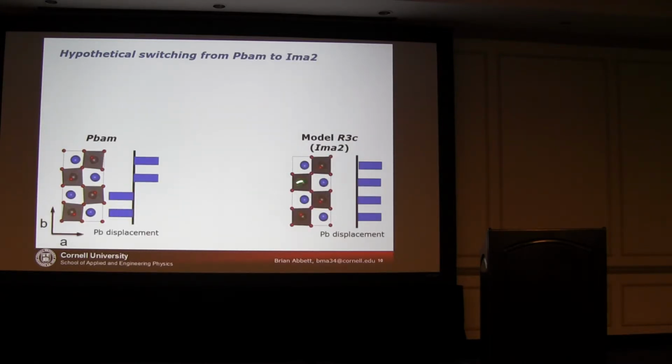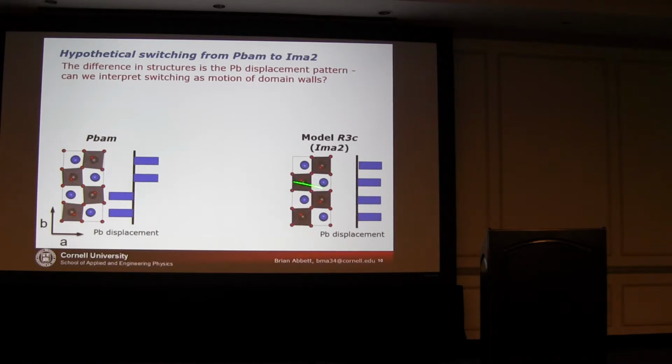So I've redrawn these two structures here, and I'm now labeling this IMA2 phase as the model R3C phase. The idea here is that we're thinking about a transition from PbA to IMA2, but ultimately I'm going to calculate a migration barrier between these two phases, but it will actually lead into the R3C phase. So this IMA2 phase is just a thought experiment, really. We're thinking about how switching will happen from PbA to IMA2, but we're not actually going to calculate that.